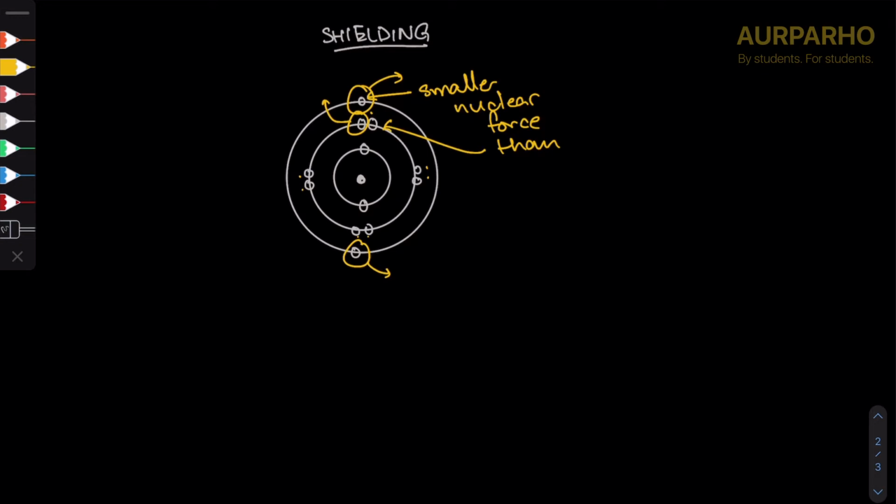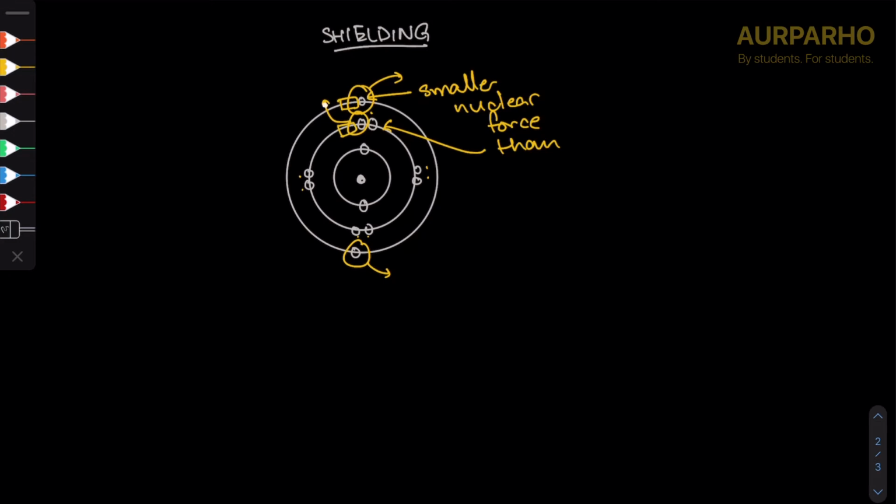And now that we have to overcome a stronger force because there is less of a shielding effect, you're coming closer to the nucleus. This shell is farther from the nucleus than this shell. So as you come closer to the nucleus, the shielding effect decreases and you need to put in more energy, which is why in this case the third ionization energy would be so much greater than the second ionization energy.